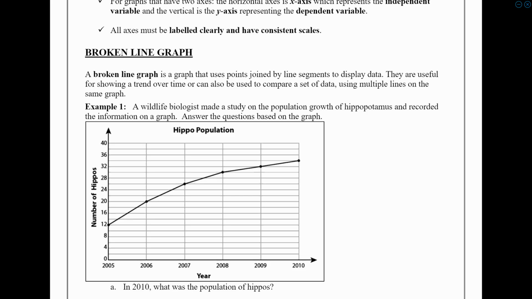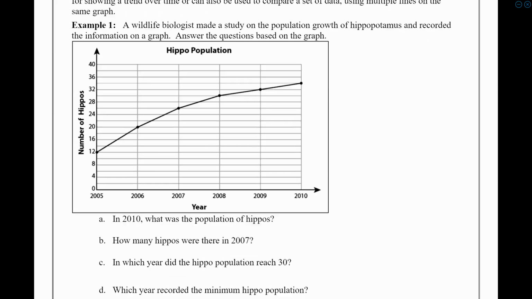You'll sometimes get asked, should you connect these points or not? Really the question is, are there points in between or not? So sometimes yes, sometimes no. It's not something I'm going to hammer you on. But so there's a study on the growth of hippopotamuses at Eastland School, okay, maybe not, but somewhere, over time. So in 2005, 6, 7, 8, 9, 10. Now, the first thing to be able to do is just read a point. So in 2010, how many hippos were there? How do we do that?